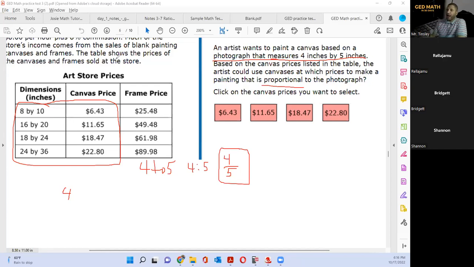Okay, so 4 to 5 is our photograph. We want to see if it's proportional to the first canvas, which is 8 by 10. Is there a number that we can multiply 4/5 by to get 8/10? Yes.